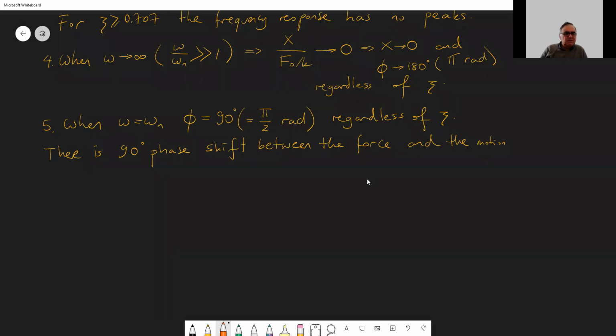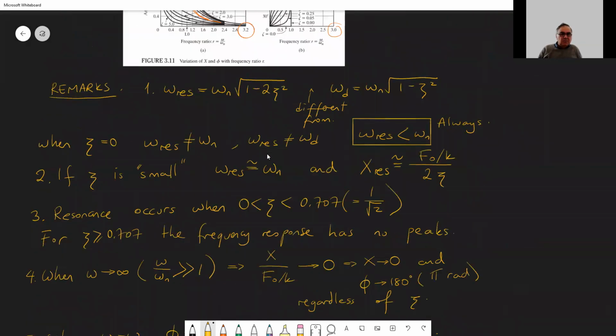Okay, actually, there was something I forgot, but let's write it here. This is kind of important. I should have written this before, actually. Number 6, when omega equals 0, for very low frequencies, low frequency asymptote, X over F0 over K. If you look at our equation, when omega is 0, or let's look at this.